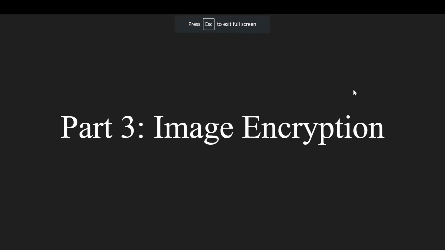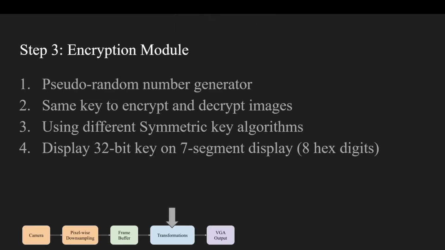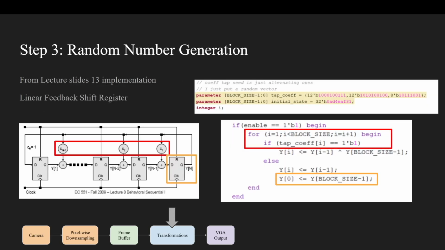Okay, I'll be talking about the image encryption real quick, about our EC551 final project. So basically, we have these 4 important modules within our encryption module: the pseudo random number generator, the symmetric key encryption and decryption algorithms, and displaying the 32-bit key that we chose as the size for the blocks of encryption, and displaying that key on the 7-segment display.